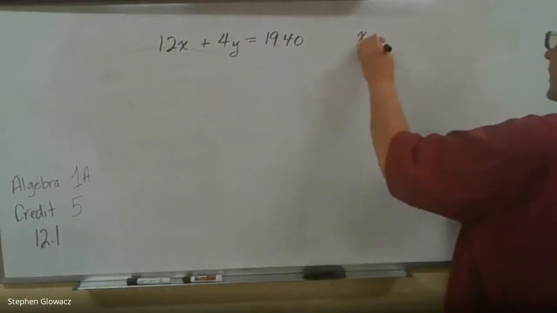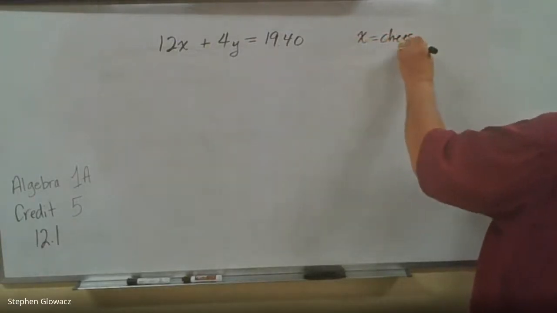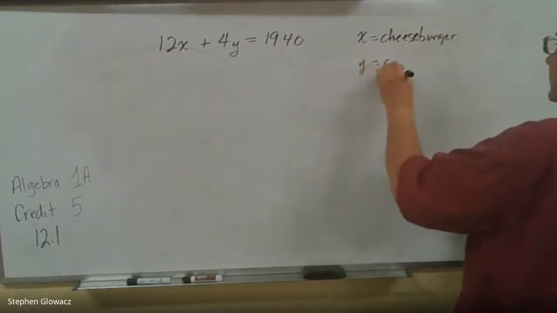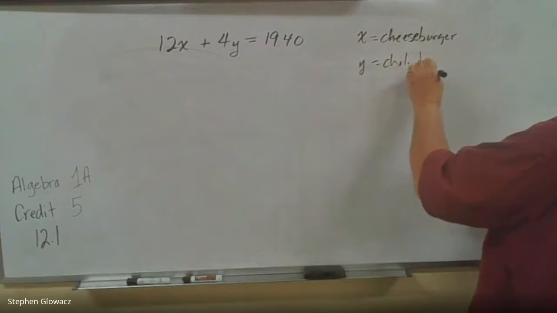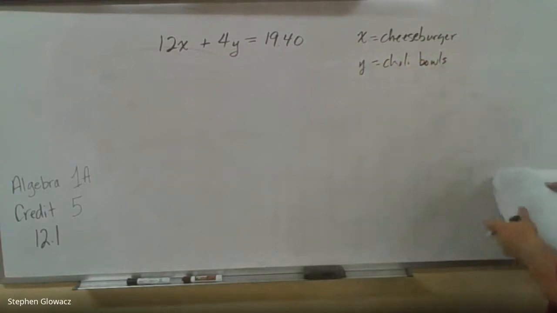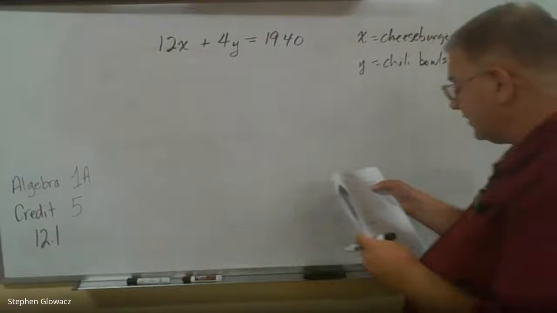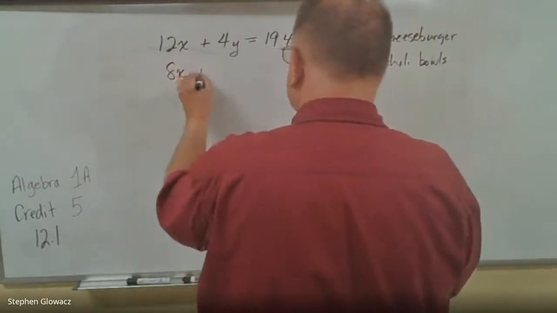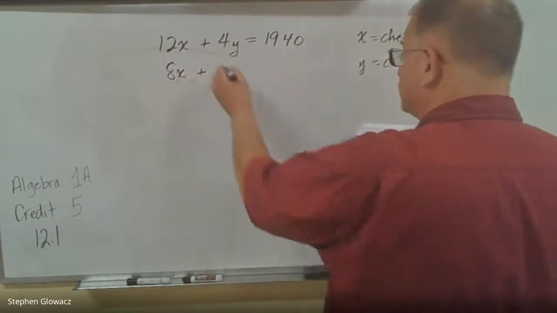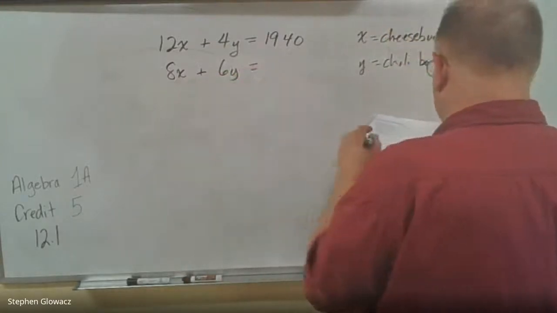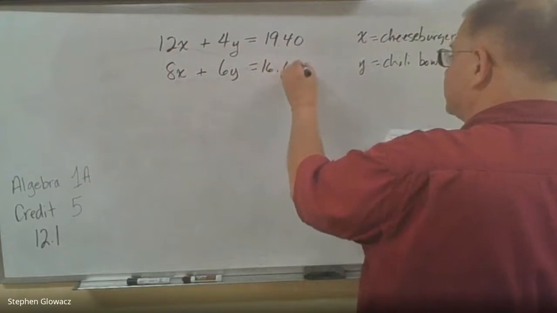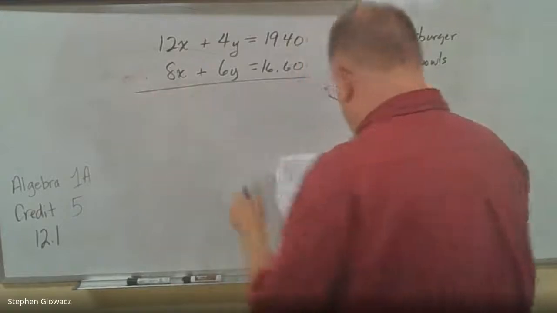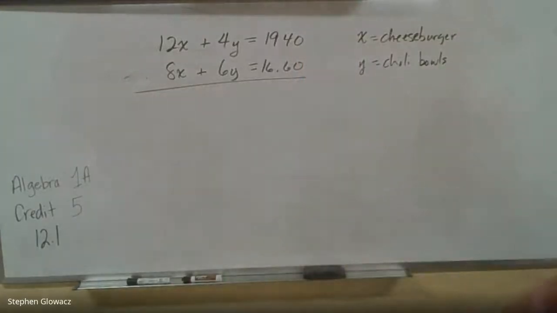So let's make a note over here that X is the cost of the cheeseburgers, and then Y is the chili bowls. Okay, so it says the following Friday, the Lee family went back to the same restaurant. They ordered 8 cheeseburgers, so 8x, and then 6 chili bowls, so plus 6y, and the cost was $16.60. Now, whoops, I'm not ready to add them yet. It says, how much does a cheeseburger cost?